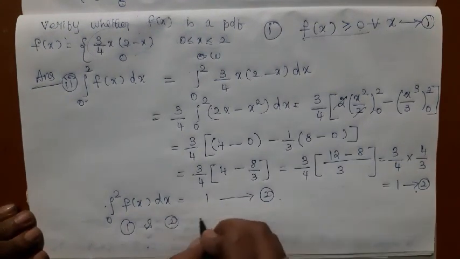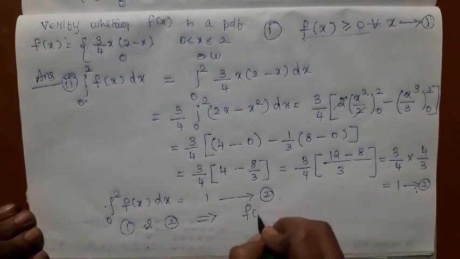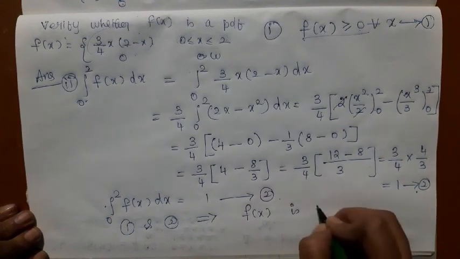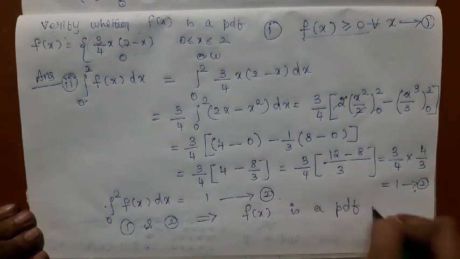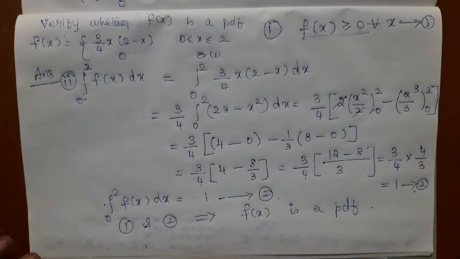So the first and second condition together tell you that f of x is a PDF. Both the conditions are verified. Okay. This is how you check that f of x is a PDF. Two conditions are to be verified. Remember. Thank you.